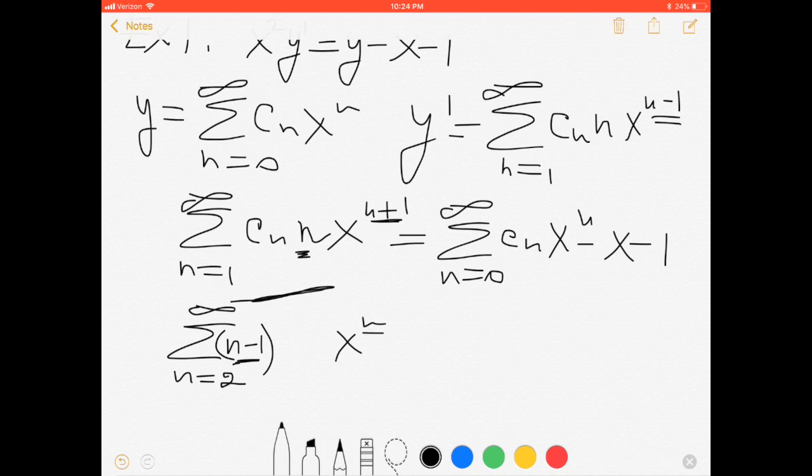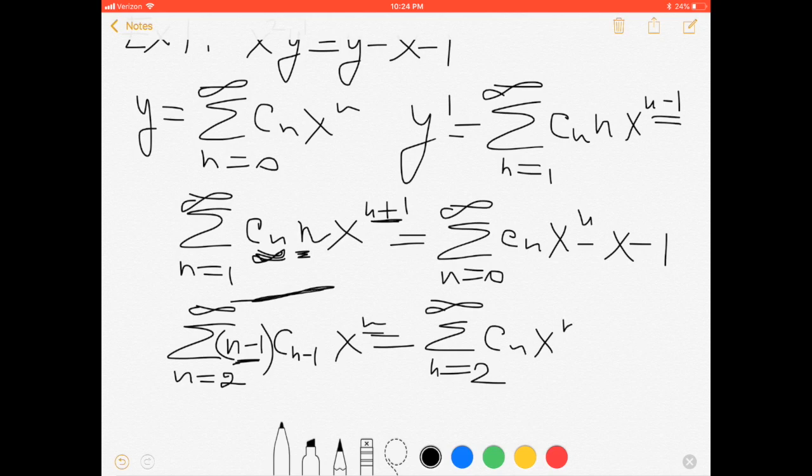What about the index of our coefficient C_n? It's the same, so this means C_(n minus 1). This is a very important part. Please remember, please try to understand. Okay. Now my power starts with n equals 2, so on the right part I write the series with n equal 2 to infinity, C_n x to the n.